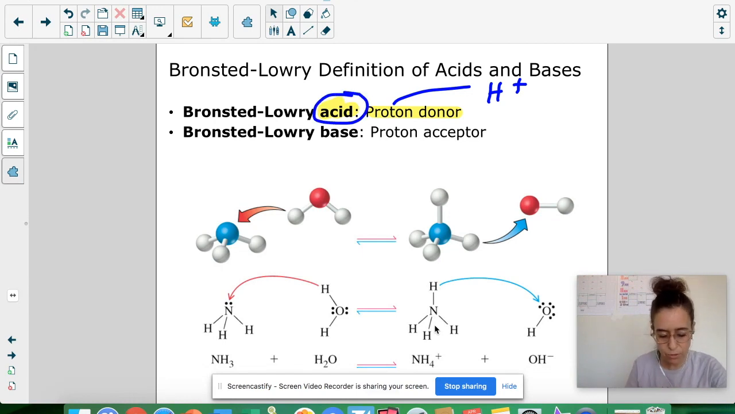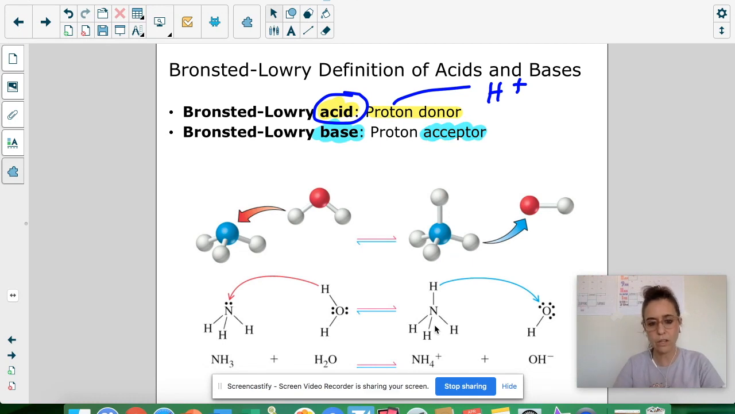And the Bronsted-Lowry definition of a base is going to be a substance that instead of donating protons, instead of giving protons away, it's going to be accepting those protons. So it's a proton acceptor. And again, remember, proton is a different way of calling the hydrogen ions, okay? The hydrogen ions are also called protons.